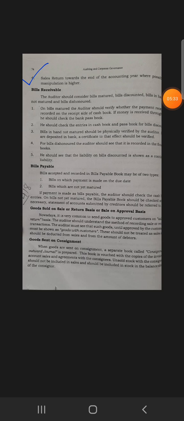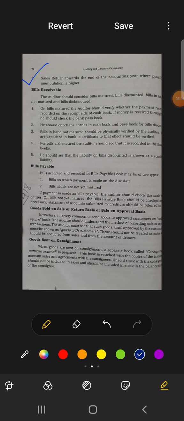The fourth point is that sales return towards the end of the accounting year is where possible manipulation is higher. In the sales return book it is very possible for manipulation. So the auditor has to check whether there is no manipulation done in the sales return.